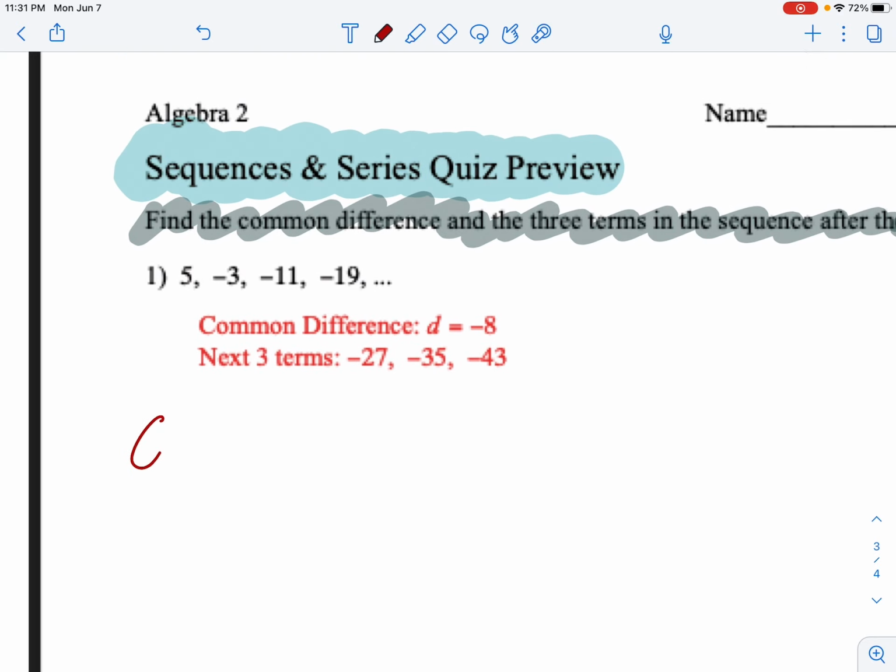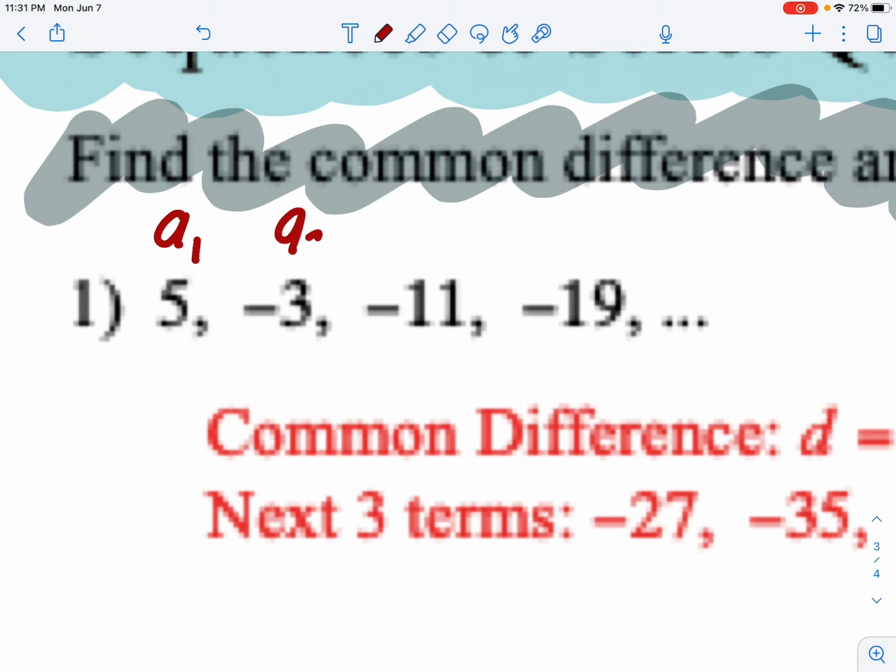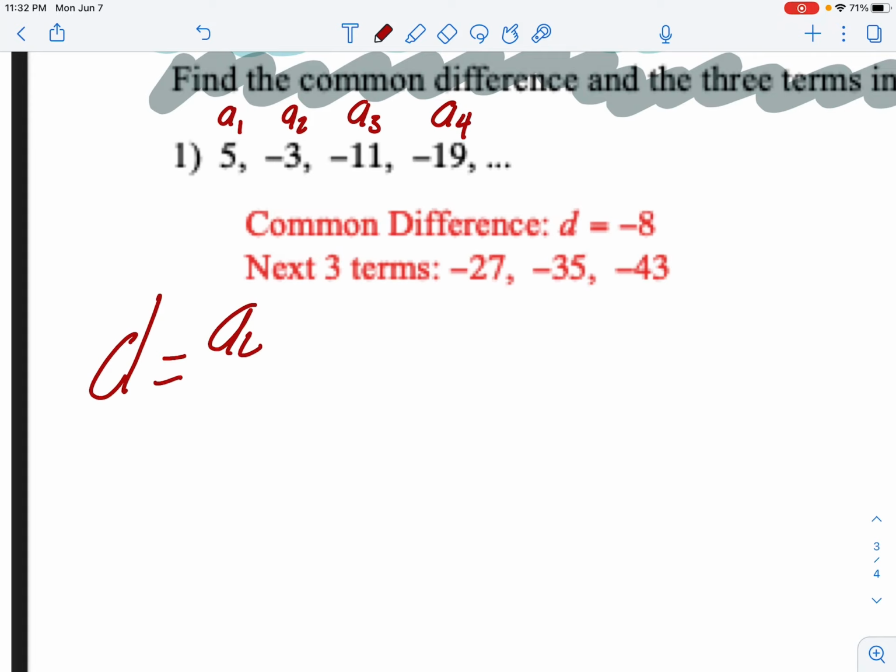Remember that first of all, I must name my terms. So this is A1, this is A2, this is A3, and this is A4. Does that look too much like a 9? Let's erase it. A4, there we go. First term, second term, third term. To find the common difference, I must take the fourth term and subtract the third term. So you're subtracting the term before.